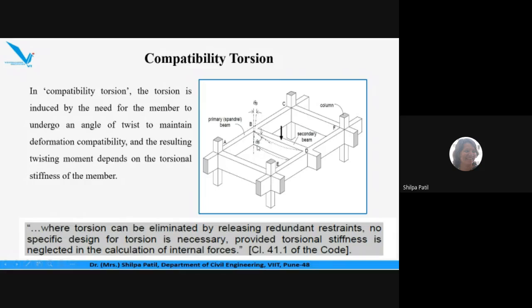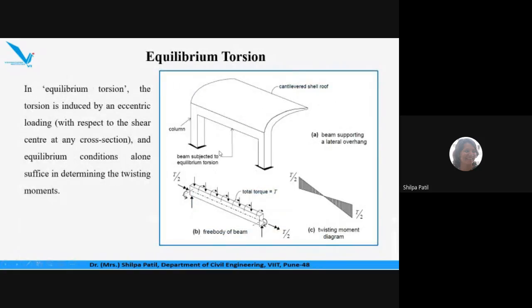So what we have to design is the equilibrium torsion. Whenever there is a development of torsion due to the equilibrium condition or due to the eccentricity of the loading, we have to design that particular member for that torsional force only. So this is about the torsion.